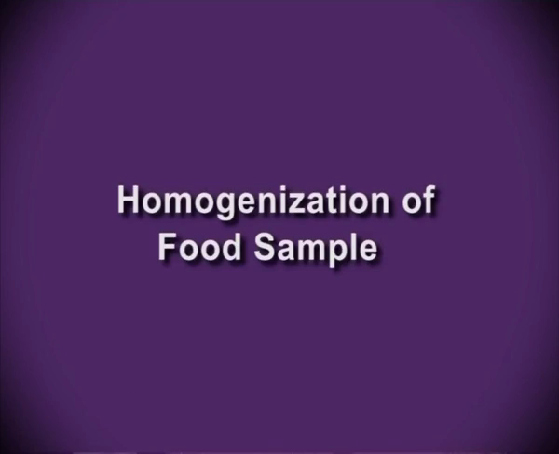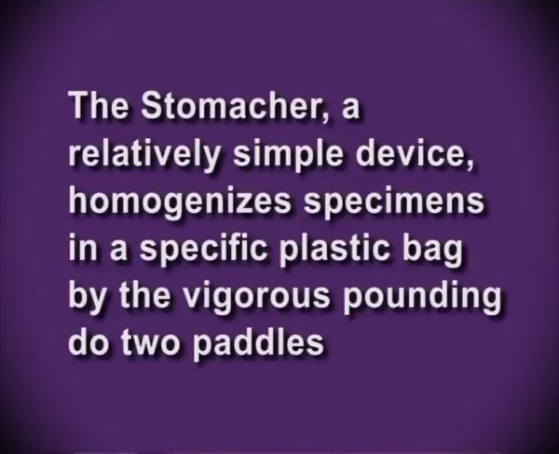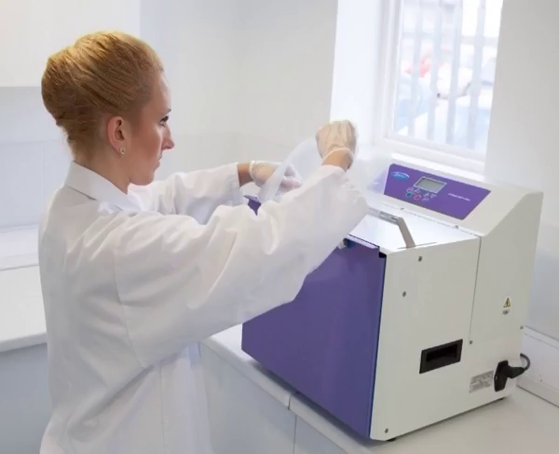Homogenization of the food sample. Food sample must be homogenized for enumeration of microbial contents. The stomacher, a relatively simple device, homogenizes specimens in a specific plastic bag by vigorous pounding by two paddles, figure 1. The pounding affects the shearing of food specimens and microorganisms are released into the diluents. The other method is using a high speed blending.